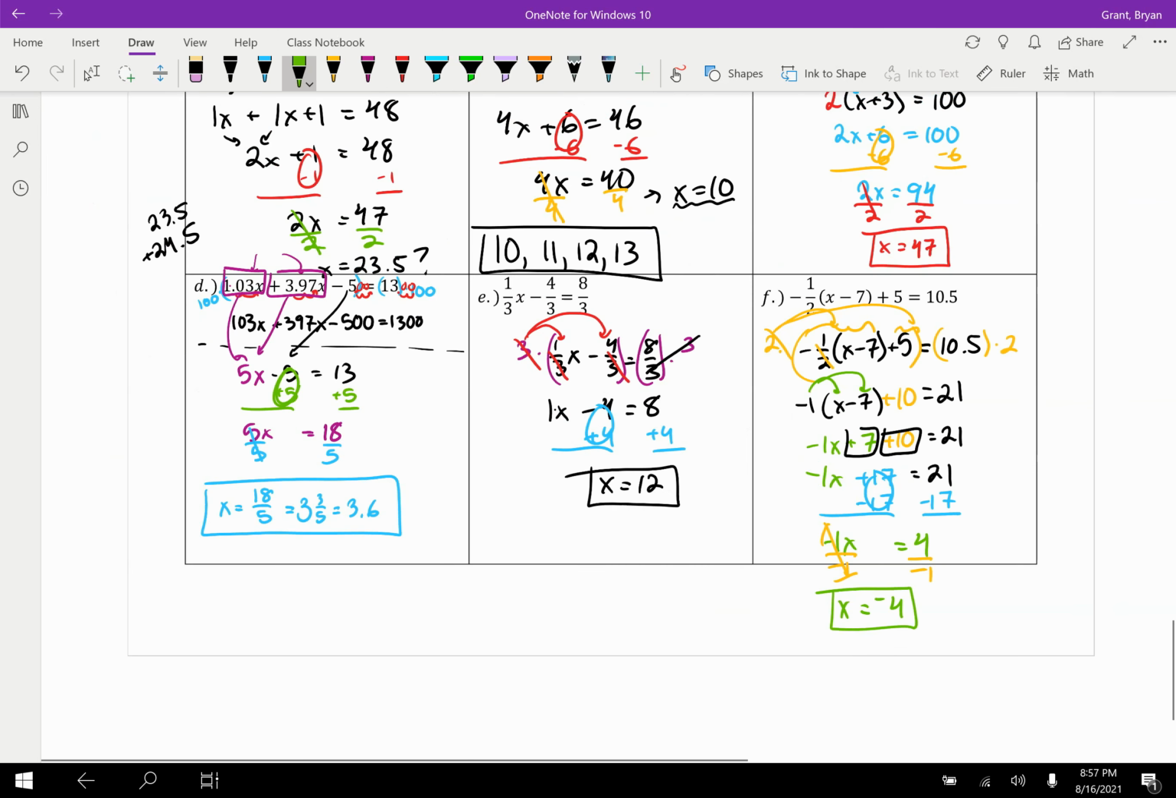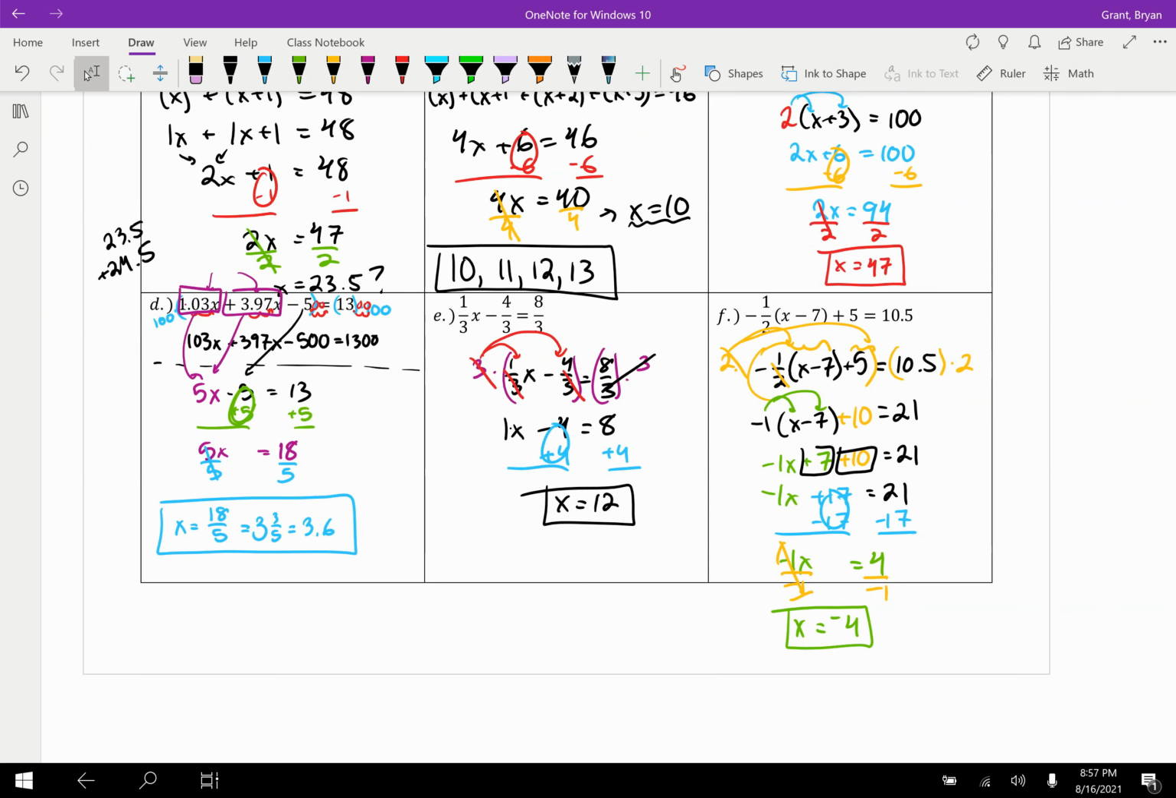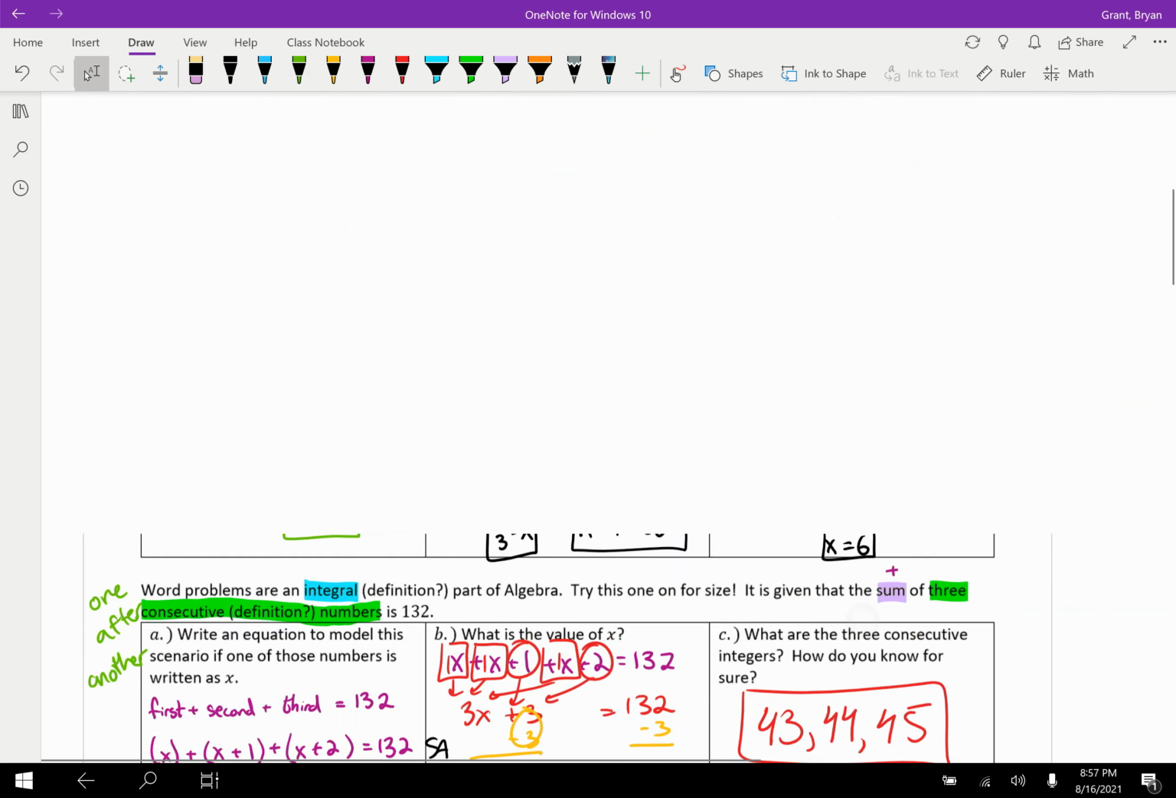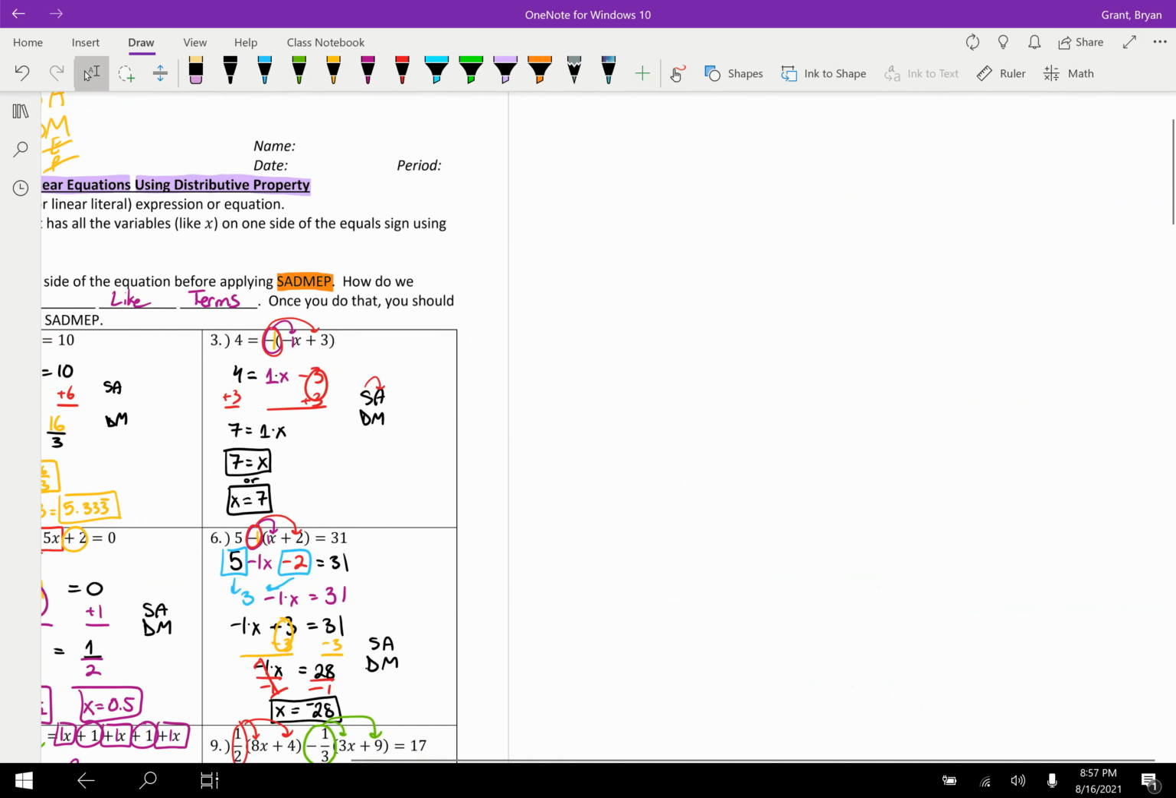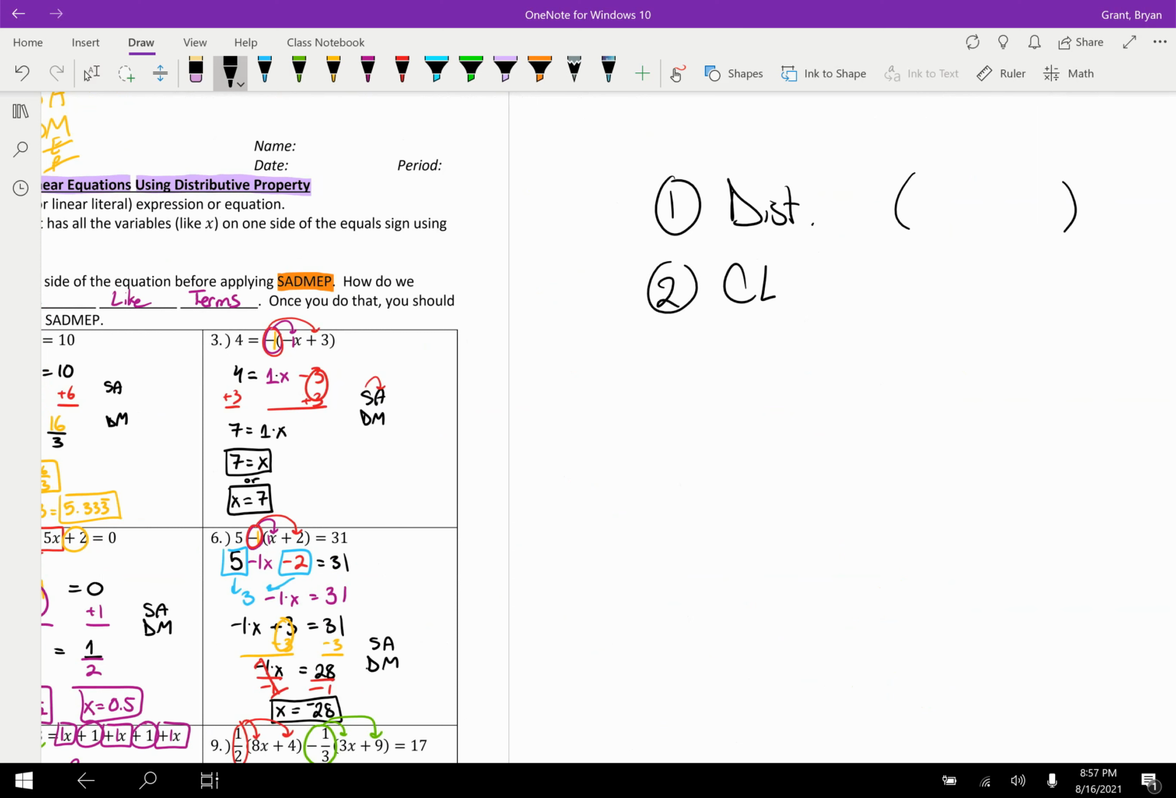Whew. What did you need to get out of today? Ultimately, you needed to be comfortable with the 9 problems on the first page and the fact that there are 3 steps to solving equations. Step 1 is you look for that distributive property. Those are parentheses. Step 2 is you want to combine like terms. And then step 3 is you follow SADMEP to isolate x. And that's it.